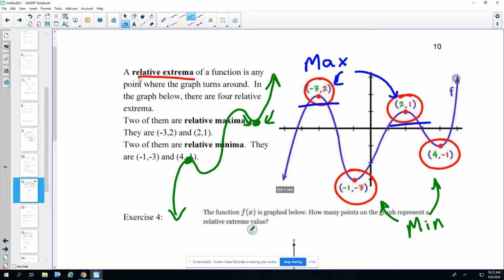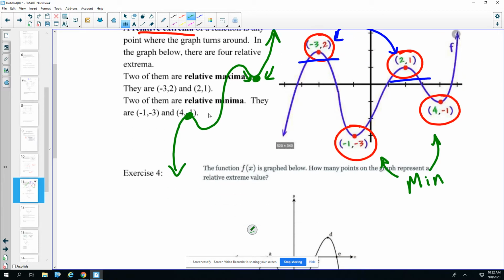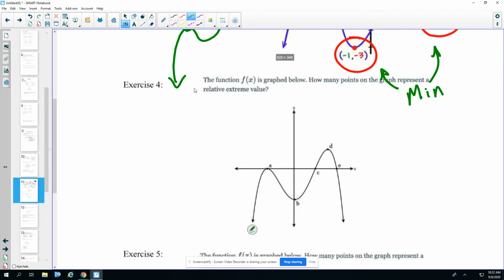So we're going to scroll down the page and just look at our first Delta Math problem. This one says the function f of x is graphed below. How many points on the graph represent a relative extreme value? When we see that, that means any of those relative extreme points. So I see 1, 2, C and E are x-intercepts, so they don't count. They're not turning points there, so there's 3. So the answer to this one is 3 relative extrema.